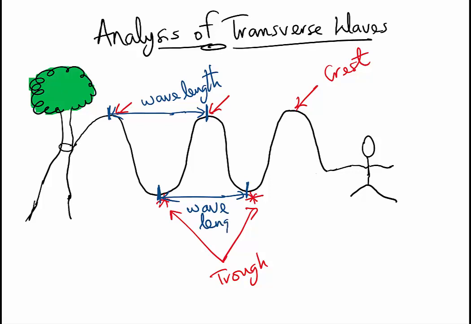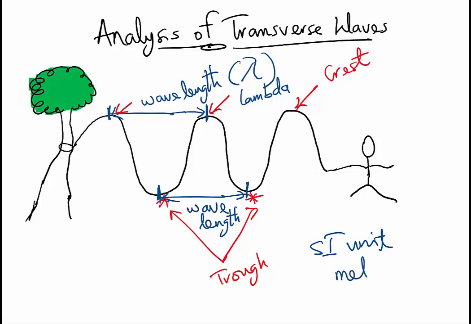Wavelength has a Greek symbol. The Greek symbol looks like this. It is called lambda. So, to determine the wavelength of a transverse wave, all you need to do is measure the distance between two crests or two troughs. Since wavelength is a measure of distance, the SI unit of wavelength is meters.